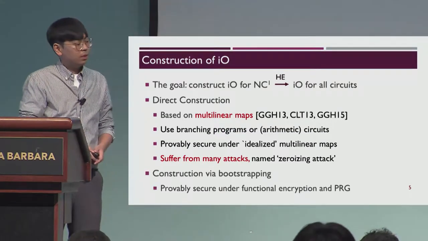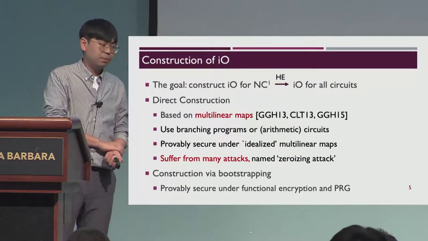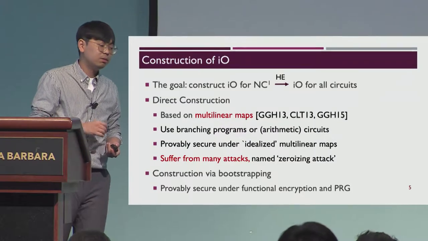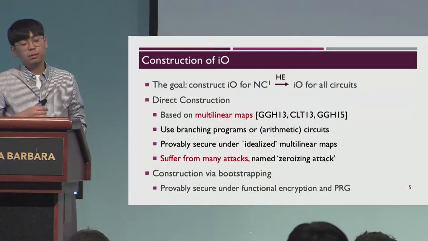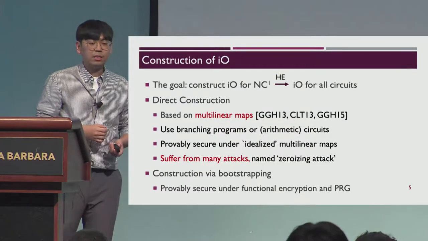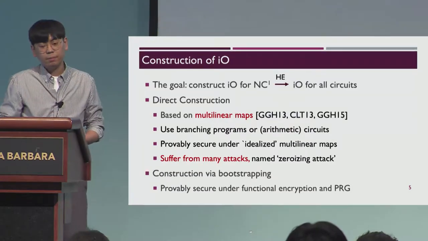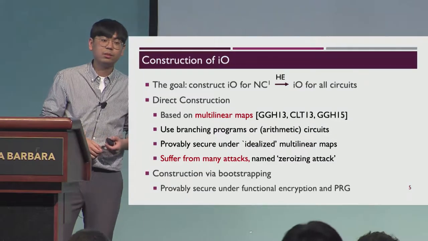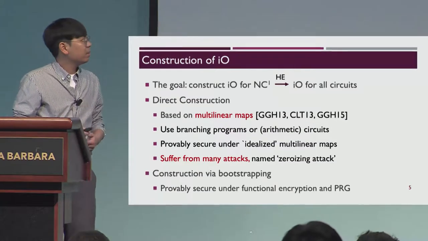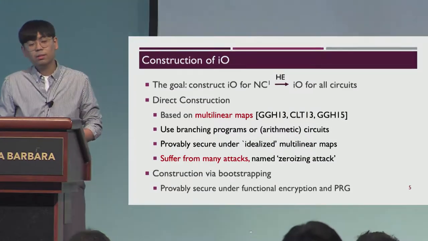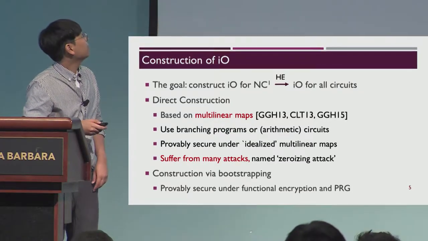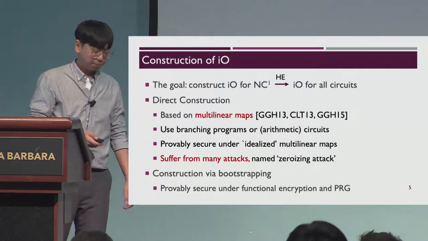The other approach is construction via bootstrapping. It is based on functional encryption and pseudorandom generators. Recently, sub-exponentially secure functional encryption, binary maps, and weak pseudorandom generators are used to construct an obfuscation. This will be discussed in the next talk, so I'll focus on the first approach, which is direct construction.